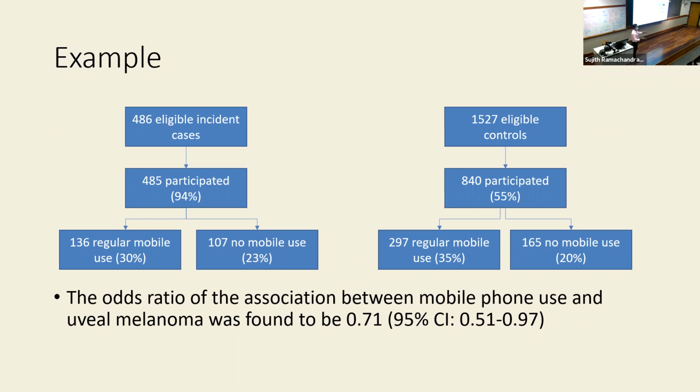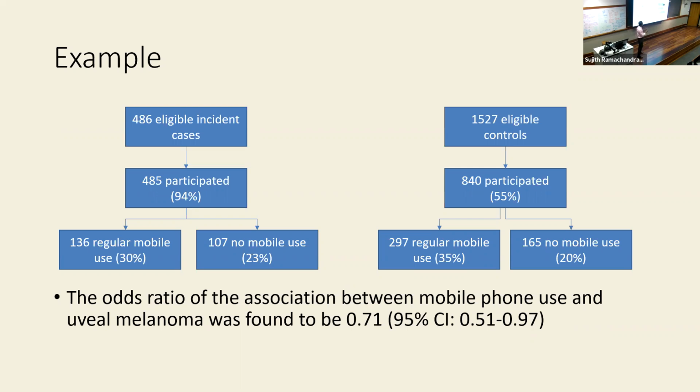Well, when they reached out to the general population, of the 1,527 study invites they sent, only 840 agreed to do an interview, of which 35% were involved in regular mobile phone use, and 20% said they did not use mobile phones. Anyway, the odds ratio, when you look at this study and these numbers, was found to be 0.71, which is the number you get when you do a cross-product ratio. For anybody that's been in my pharmacoepi class, hopefully, you remember how to do a cross-product ratio, but we will also show that on the screen in just a second.